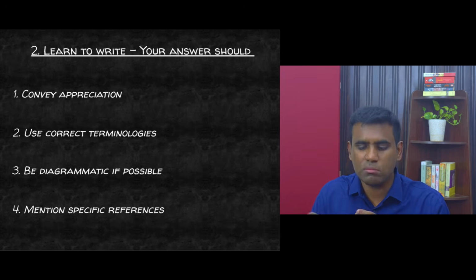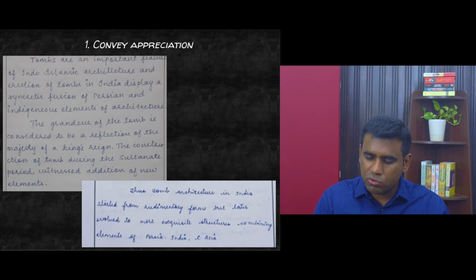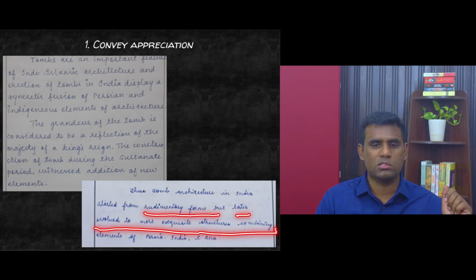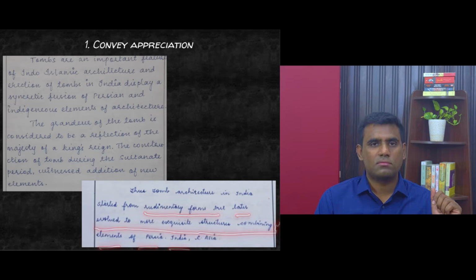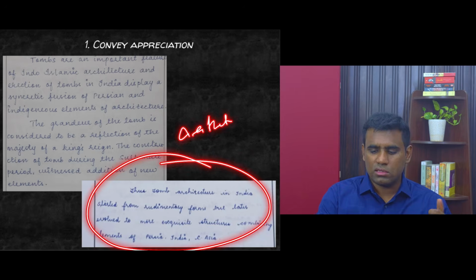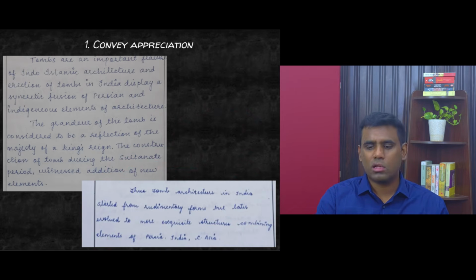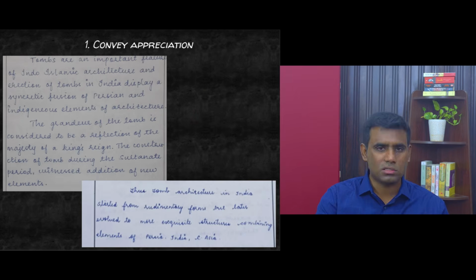Let me show you some sample answers. Look at the next aspirant. Thus, tomb architecture in India started from rudimentary forms, but later evolved into more exquisite structures, combining elements of Persia and India. This is what I mean by aesthetics. This language style, this command over English should be brought into your answers when you write art and culture answers. For science, this does not even matter at all. But for art and culture, yes, that emotional appeal matters.